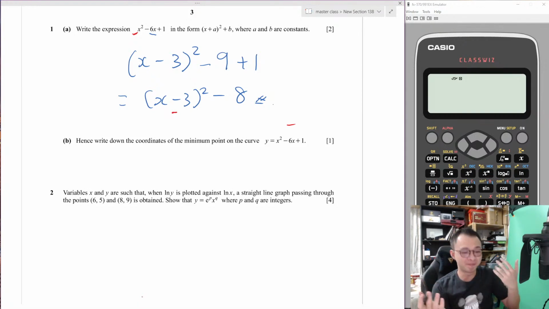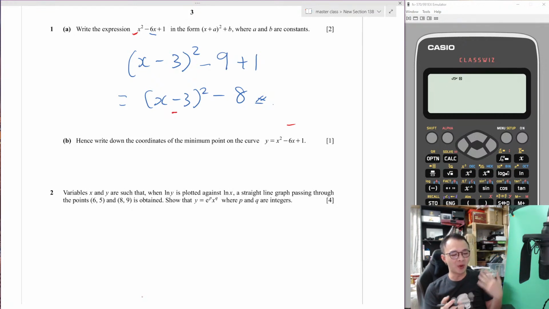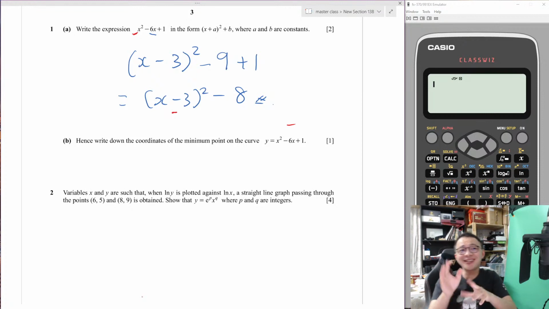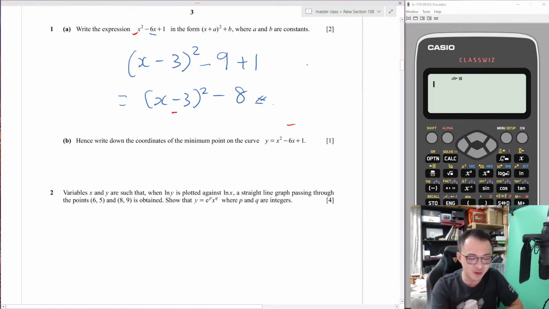Okay, let's go to the next one. Hence, write down the coordinates of the minimum point on the curve. First, how do I know this is a minimum point? Whether it is a maximum or minimum point is based on the A value. A value is the number beside the x squared, because the general equation is y equals ax squared plus bx plus c.